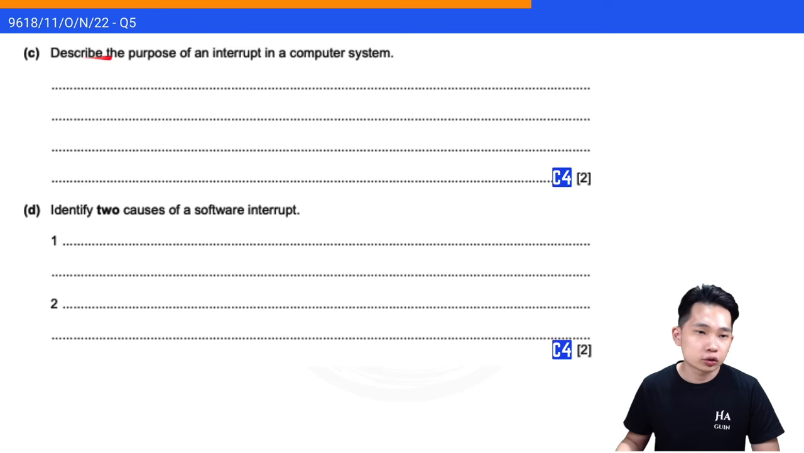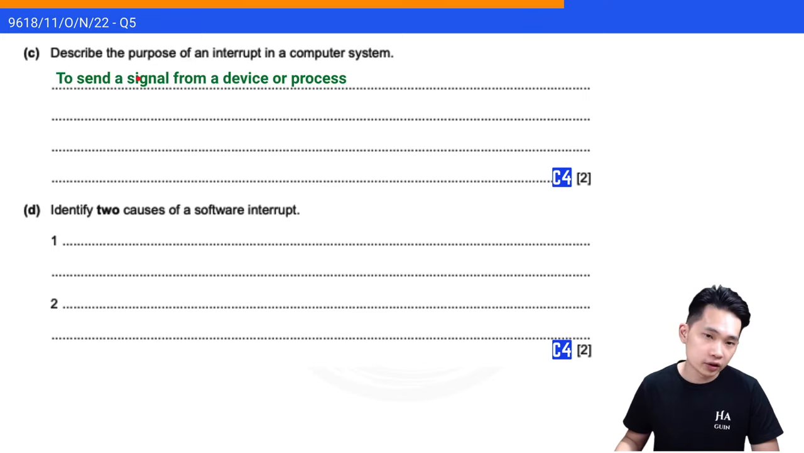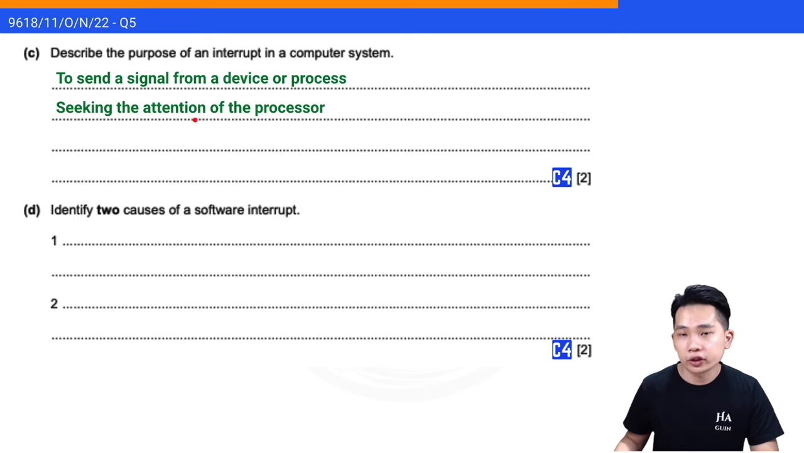And next would be, describe the purpose of an interrupt in a computer system. So the purpose would be to send a signal from a device or process. And this is a 2 marks question, so we need to write at least 2 points. So we can write, why do we send a signal? This is to seek the attention of the processor.